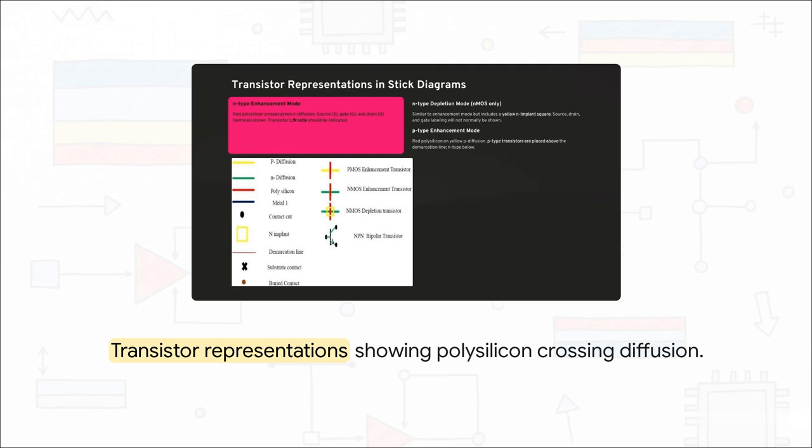You've got your source, gate, and drain right there. Right below that, an N-type depletion mode transistor is drawn almost exactly the same way, but it just adds a yellow N implant square. It is such a highly visual, totally intuitive way to draft really complex circuits.